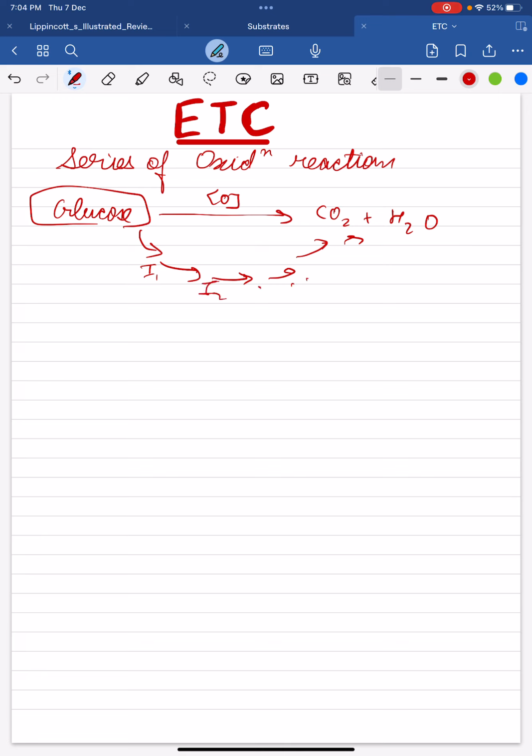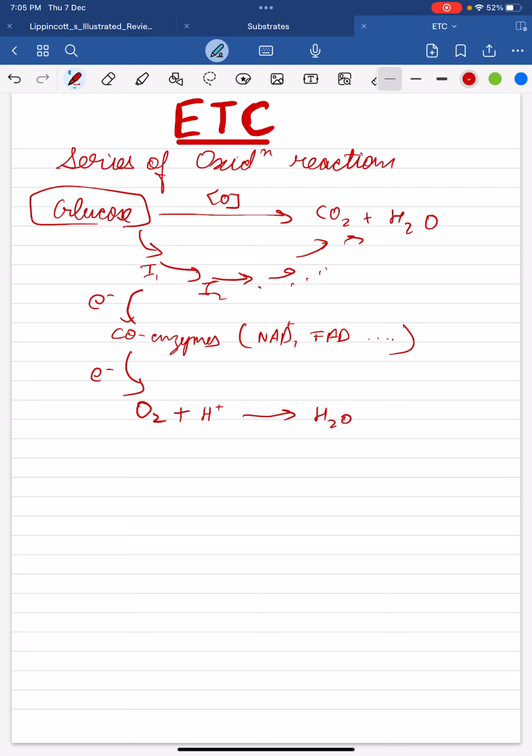There are various intermediates, so and so forth. They donate the electrons to certain coenzymes, for example, NAD plus, FAD, etc., and they further transport these electrons ultimately to oxygen, which combines with protons to form water.